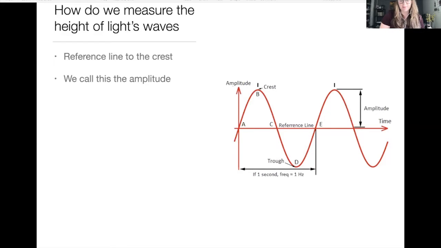In astronomy, the amplitude of a light's wave is important because it tells you about the intensity or how bright a light is compared to other lights that have the same wavelength. So if you have something that's red, and the intensity of the redness is not as much as this red. So this red is very red, but compared to this red, it is not so much.